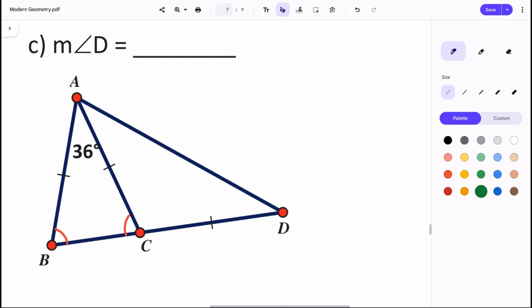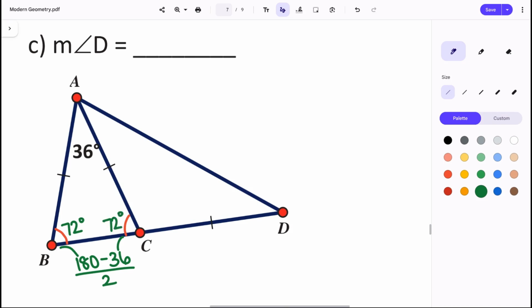Yeah. And what does that come out to be? 70. Nope. Close. 72. So these are both 72 degrees.